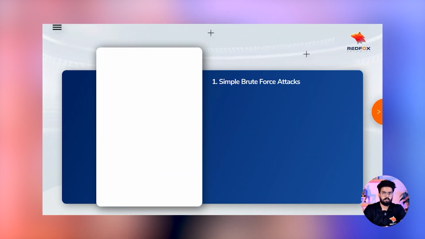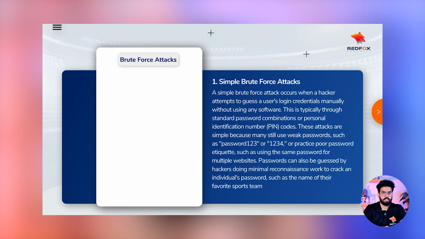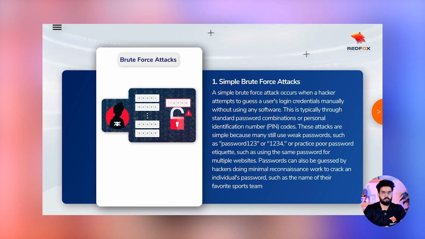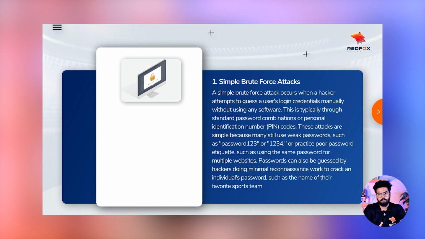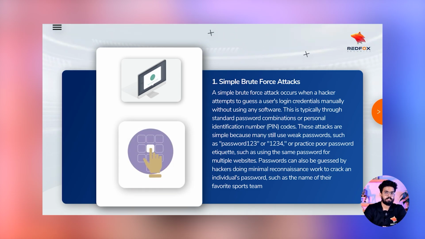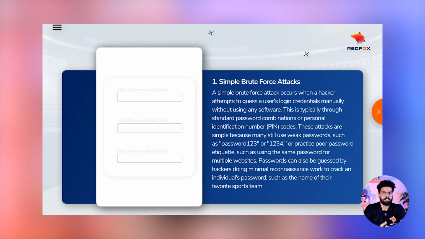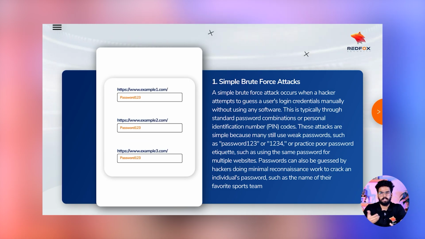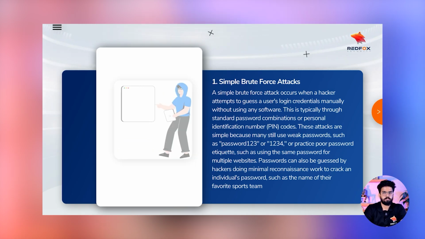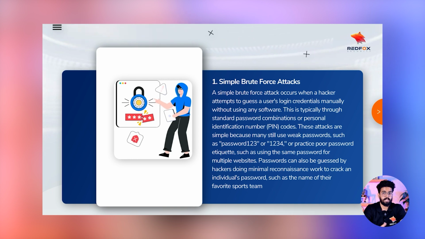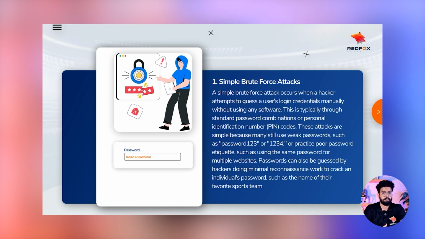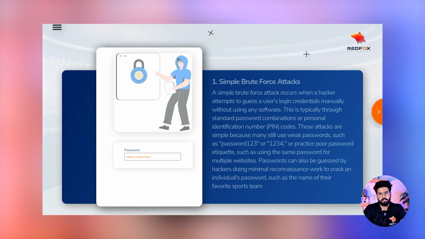Simple brute force attacks occur when a hacker attempts to guess a user's login credentials manually without using any software. This is typically through standard password combinations or personal identification number, that is PIN codes. These attacks are simple because many still use weak passwords such as password123 or 1234, or practice poor password habits, such as using the same password for multiple websites. Passwords can be guessed by hackers doing minimal reconnaissance work to crack an individual's password, such as the name of their favorite sport or anime.